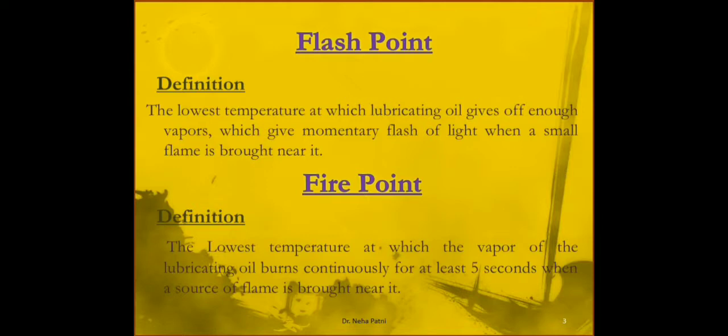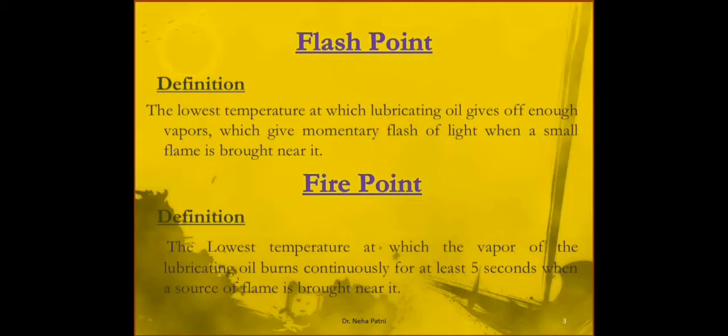So you have to produce a flame near the oil, and you have to heat the oil, and when the vapors come out of the oil, we have to see the nature of the vapors. Are they ignitable? Are they going to give you a flash of light? The moment you get a flash of light, a spark of light, you have to note the temperature as the flash point. On the other hand, the fire point is the temperature at which those vapors burn continuously for at least 5 seconds. And obviously don't forget that a source of flame has to be brought near it.